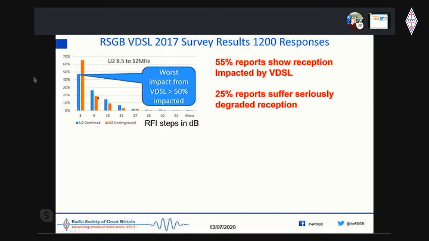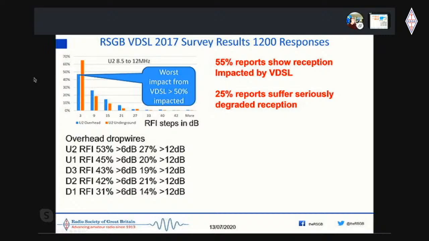And because we did this for each of the band transitions, of the 1,200 people who replied, 55% of them had step sizes which probably would have caused a problem, and 25%, a quarter of the total, had seriously degraded reception. The actual results here show how the upstream bands were worse, upstream two worse than upstream one, and then the downstream bands, in terms of the level of interference they gave.